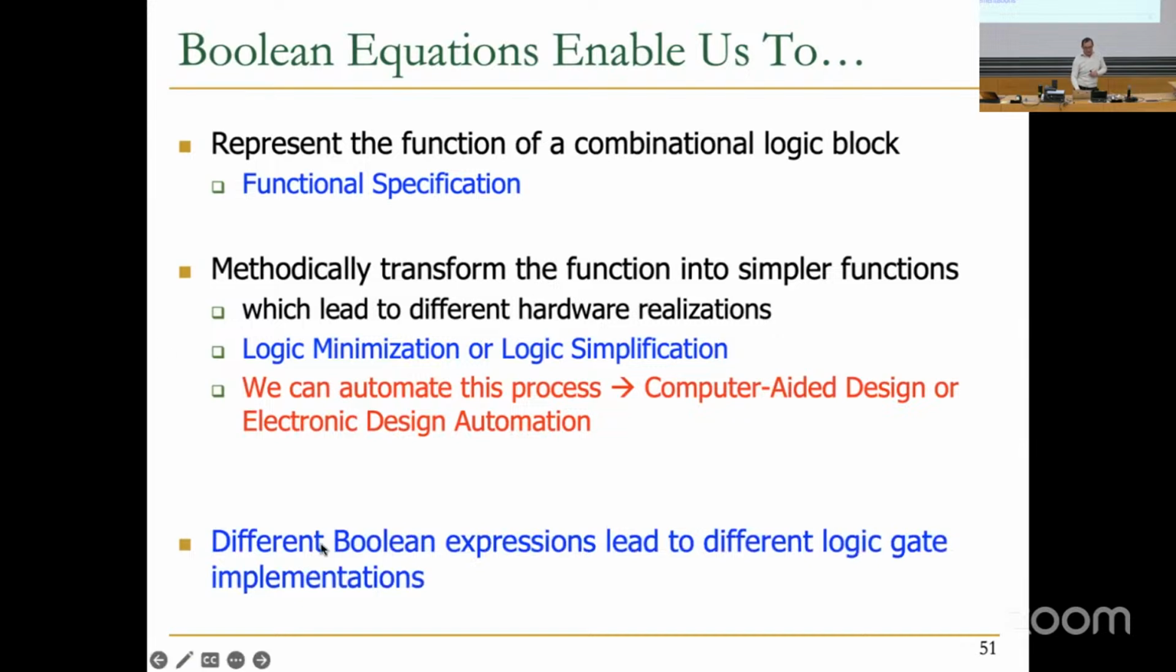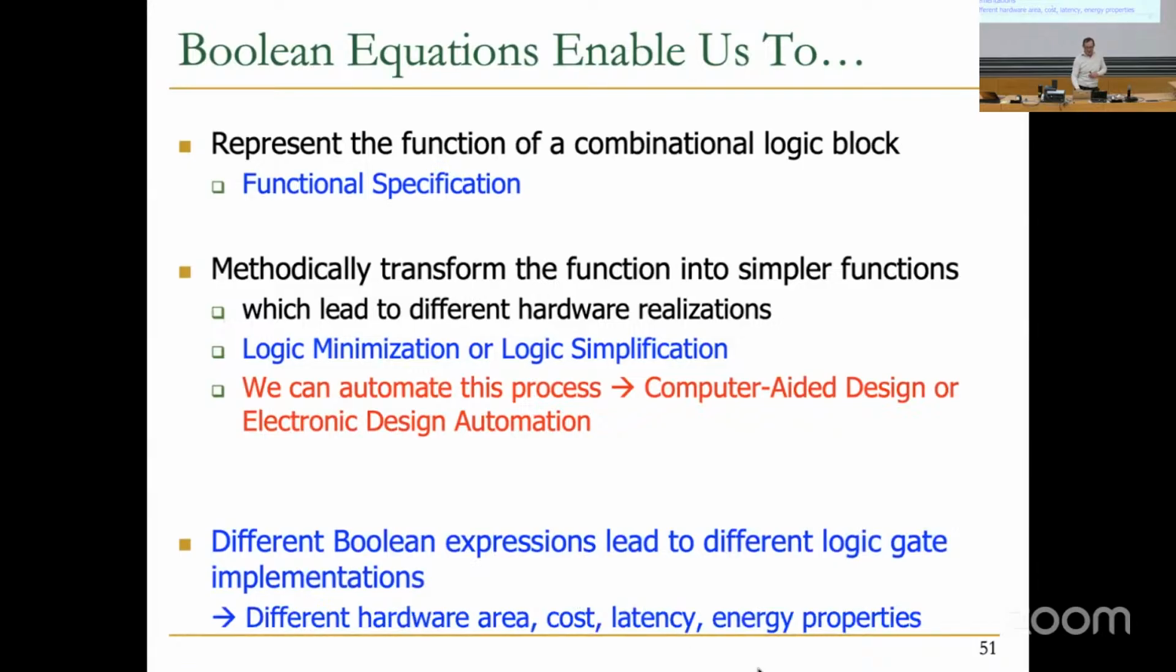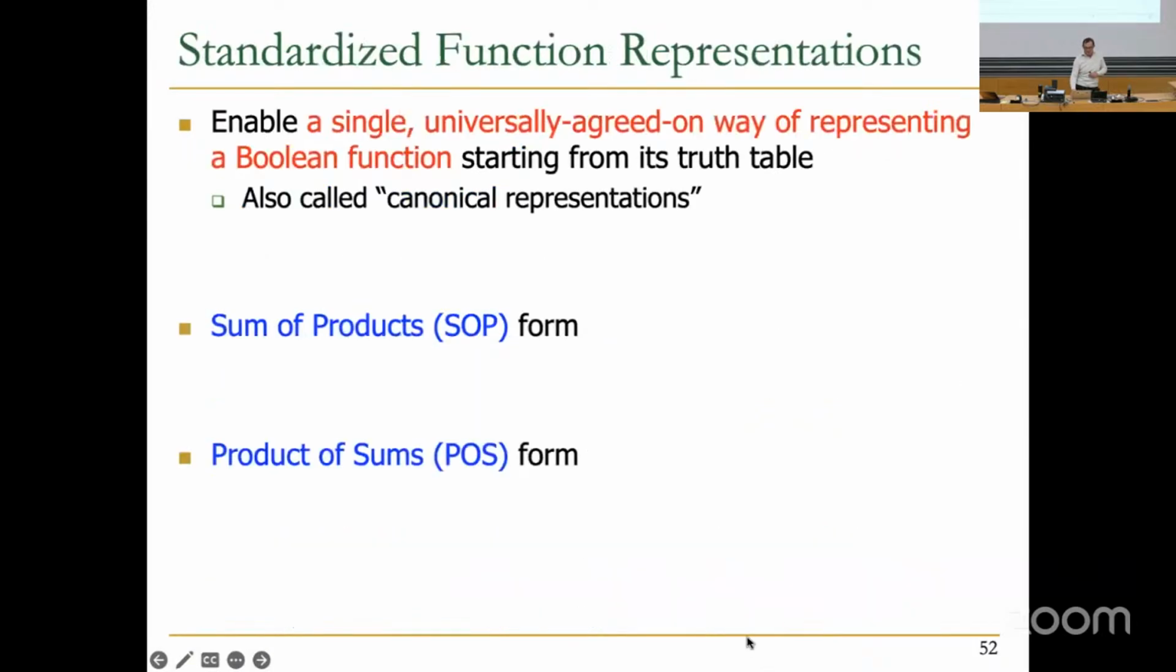So the issue is different Boolean expressions lead to different logic gate implementations, meaning different hardware, area, cost, latency, and energy properties. So where we start is really standardized function representations, so that we can do this very methodically. These are called either sum of products form or product of sums form. These enable a single, universally agreed on way of representing a Boolean function, starting from its truth table. This is also called canonical representation. I'm going to give you examples.